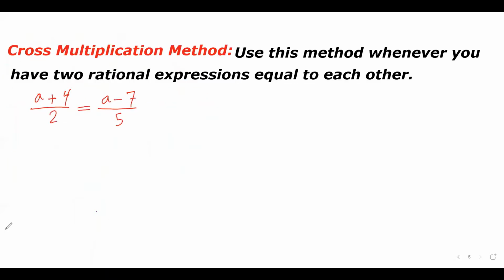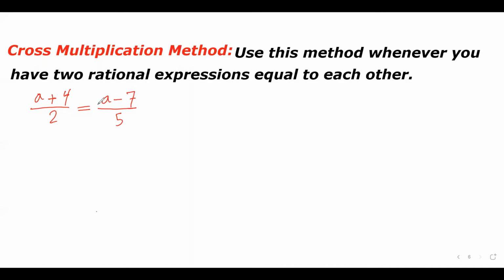Okay, we want to talk about another method, which is the cross multiplication method. We use this method whenever we have two rational expressions equal to each other. Let's do an example. I have a plus 4 divided by 2 equals a minus 7 divided by 5. So I have two fractions, two rational expressions, which are equal. The sign between them is an equal sign. In this case, we can use the cross multiplication method.